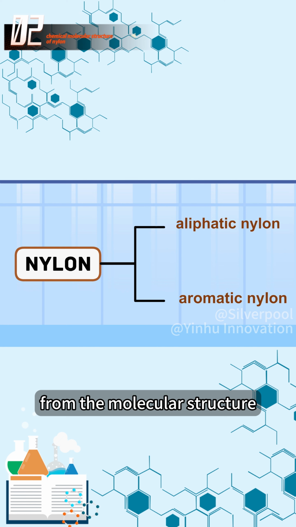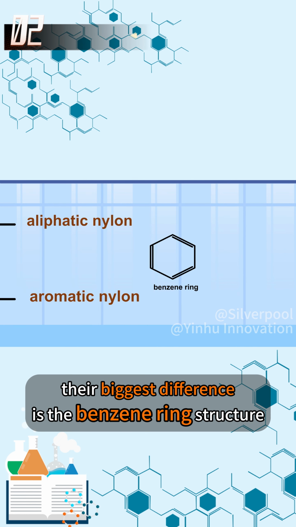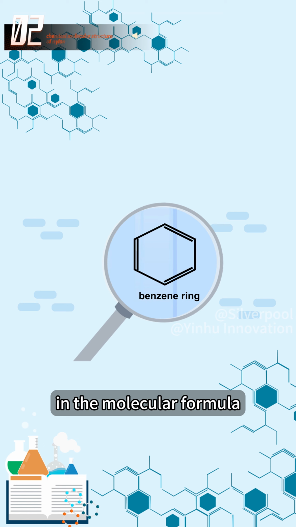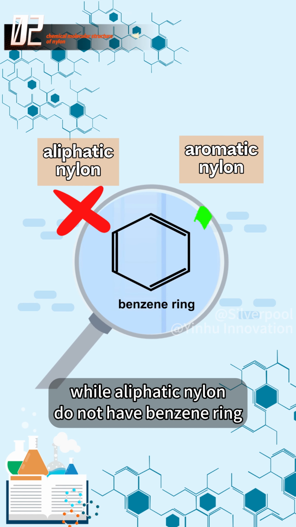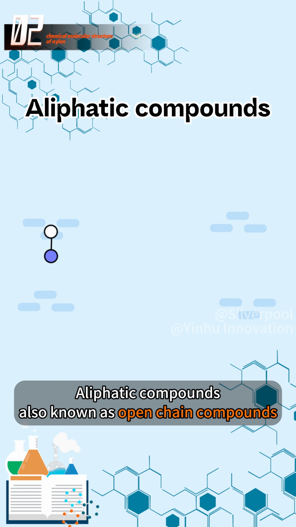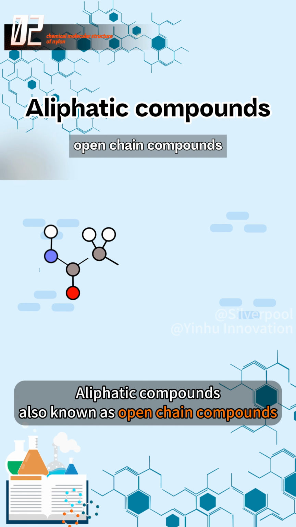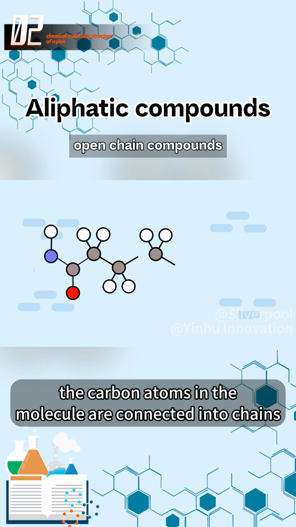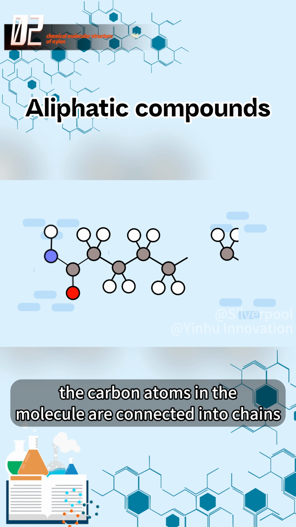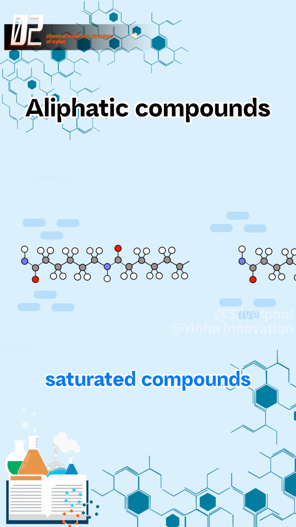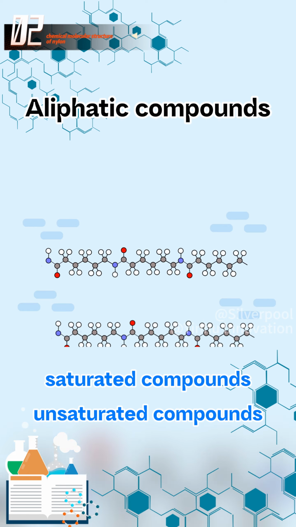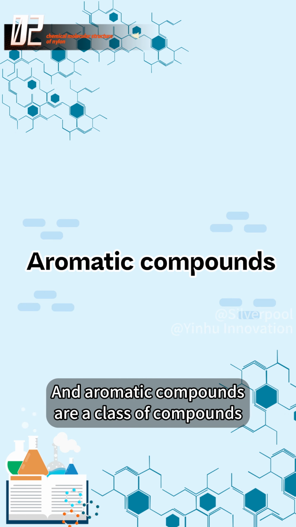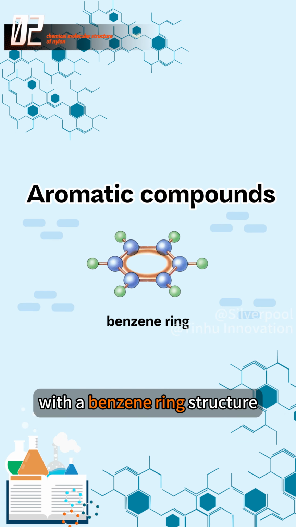From the molecular structure, their biggest difference is the benzene ring structure in the molecular formula, while aliphatic nylon does not have a benzene ring. Aliphatic compounds, also known as open-chain compounds, have carbon atoms in the molecule connected into chains, which are divided into saturated compounds and unsaturated compounds. And aromatic compounds are a class of compounds with a benzene ring structure.